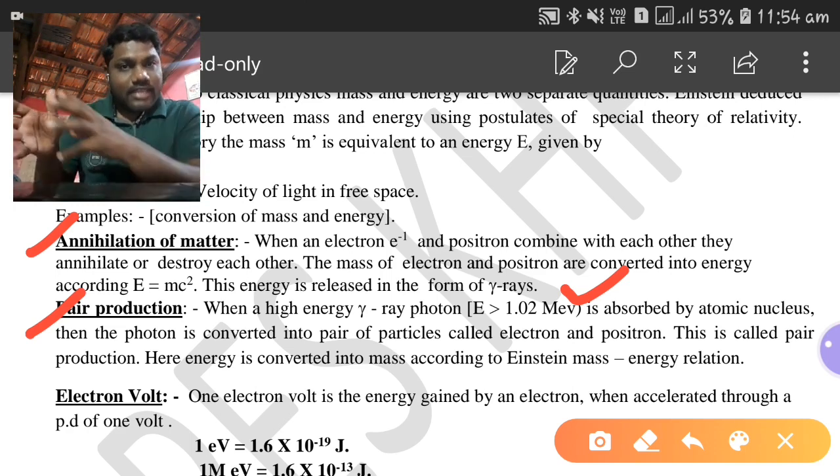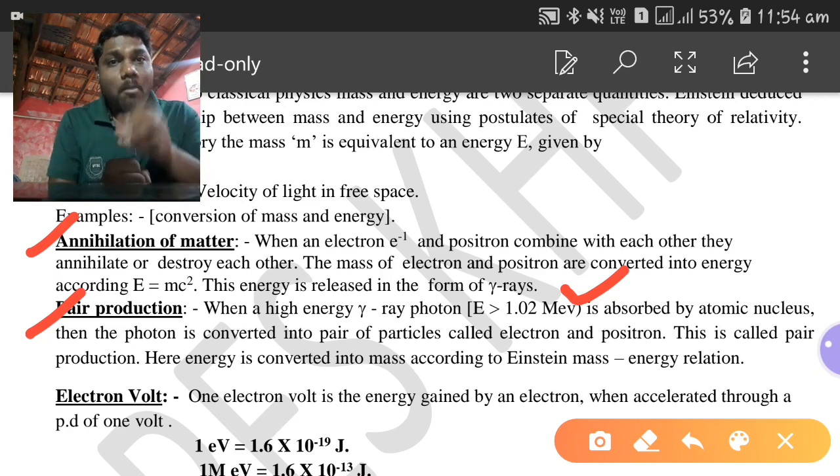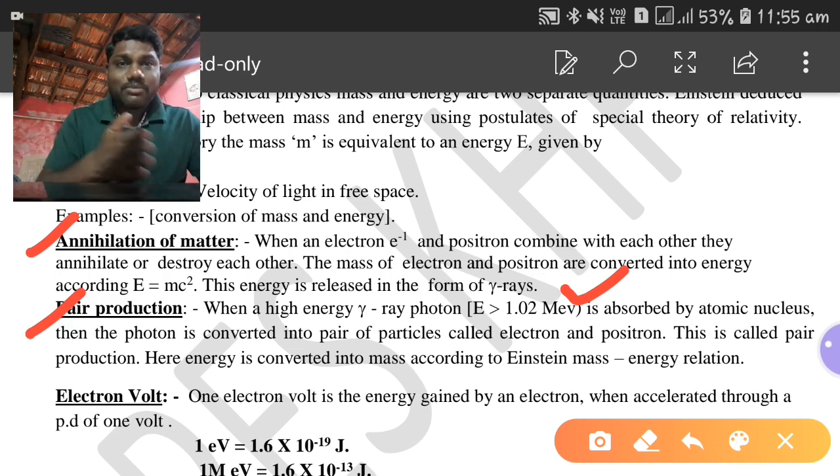When a high energy photon is absorbed by the nucleus, the photon is converted into two masses. One is an electron, another one is a positron. That means the photon, the energy packet, is converted into two masses. So this clearly explains how energy is converted into mass. Pair production is clear. When a high energy gamma ray photon is absorbed by the nucleus, the photon is converted into a pair of electron and positron. That means an energy packet is converted into two masses. So this is how energy is converted into mass.